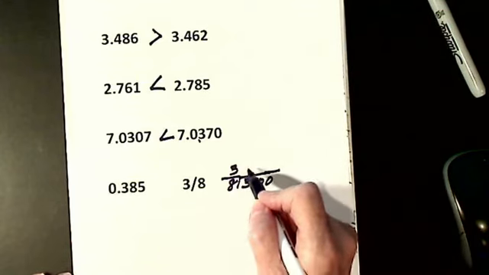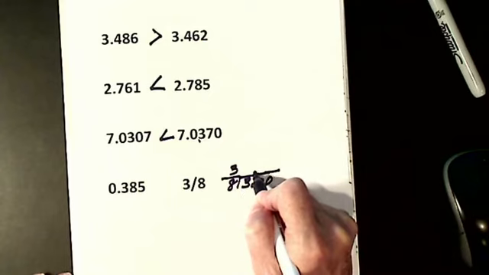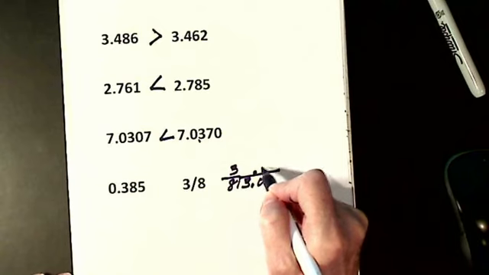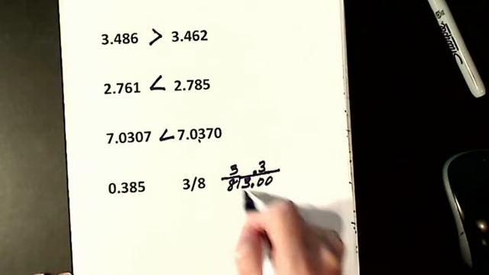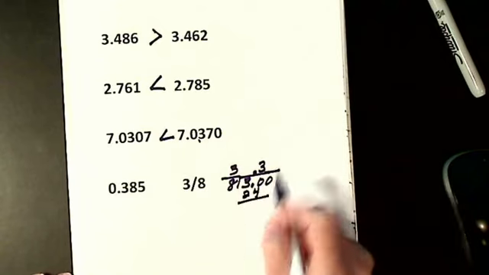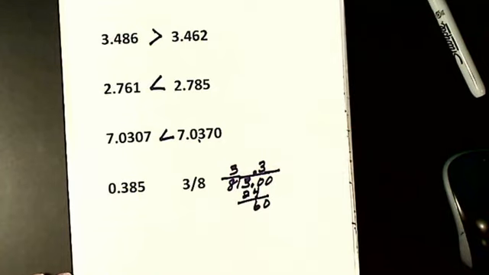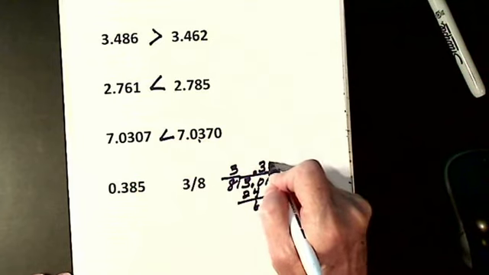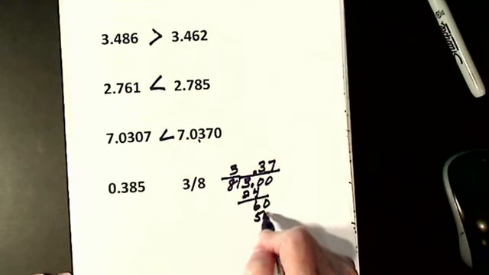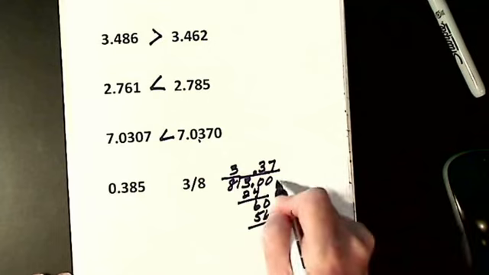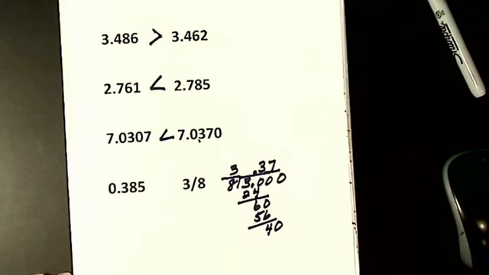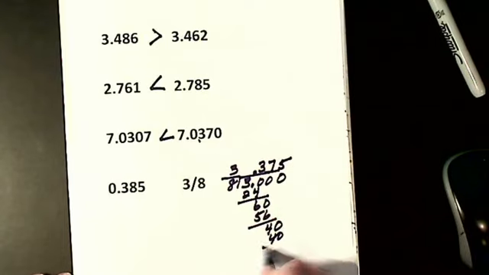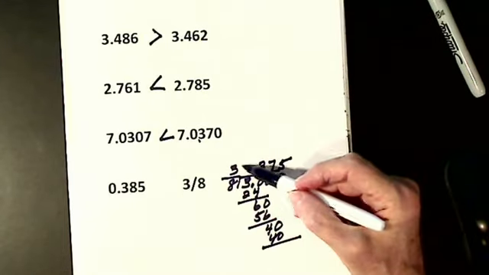8 into 3 is too big. I bring up my decimal point. 8 into 30. So I'm going to have 3. 3 times 8 is 24. Subtract, bring down. 8 into 60. It's going to be 7. 7 times 8 is 56. Subtract, bring down. 8 into 40, 5. You're allowed to use a calculator, so if you want, you just take 3 divided by 8.